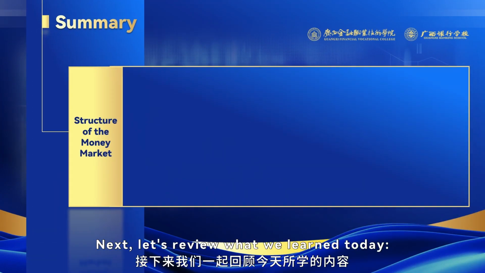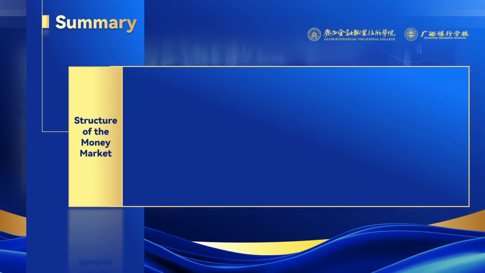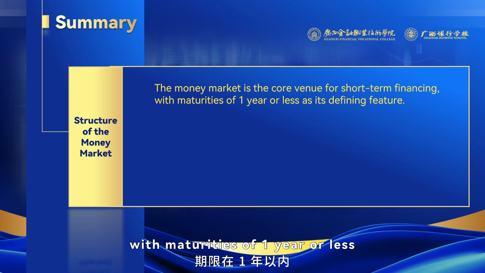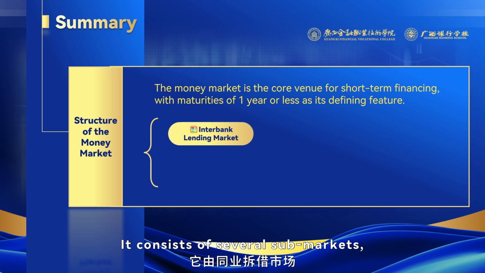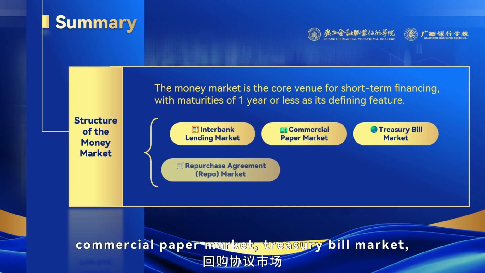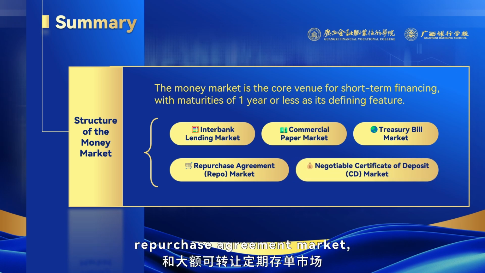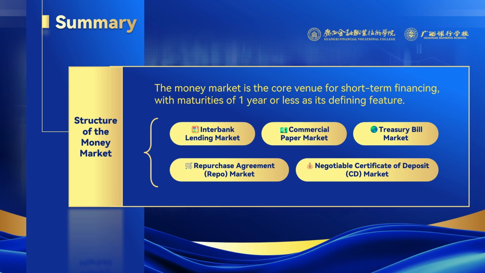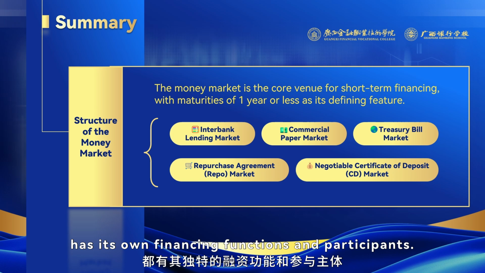Next, let's review what we learned today. The money market is the core venue for short-term financing, with maturities of 1 year or less as its defining feature. It consists of several sub-markets, including the interbank lending market, commercial paper market, treasury bill market, repurchase agreement market, and negotiable certificate of deposit market. Each sub-market has its own financing functions and participants.